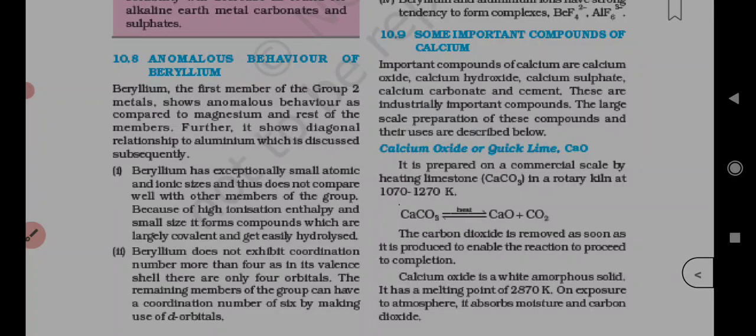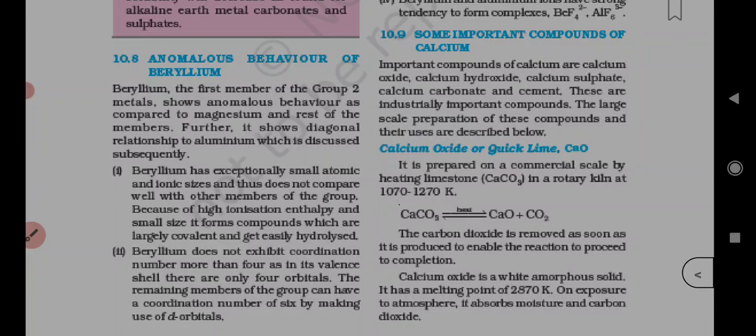It is prepared on a commercial scale by heating limestone. Limestone is calcium carbonate, in a rotatory kiln at 1070 to 1270 Kelvin. So there's a rotatory kiln which rotates, and in that we take limestone, also called marble, and heat it. The rotatory kiln is so that it is heated throughout, and it forms calcium oxide and carbon dioxide. So calcium carbonate is heated to form calcium oxide and carbon dioxide.